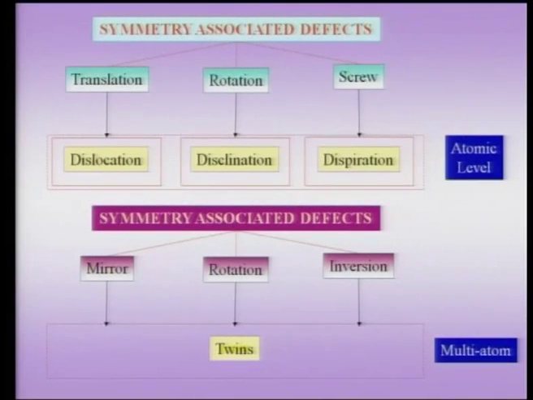But I could also have symmetry associated defects which are multi-atom or at a slightly larger length scale, and we could have twins which are mirror symmetry related twins, we could have rotation symmetry related twins, and we could have inversion twins. Though often the most common kind which in material science we deal with is a mirror twin, we should not forget that if there are two regions in a crystal, typically in contact, and if they are related by a symmetry operation, then those two variants can be called twins.